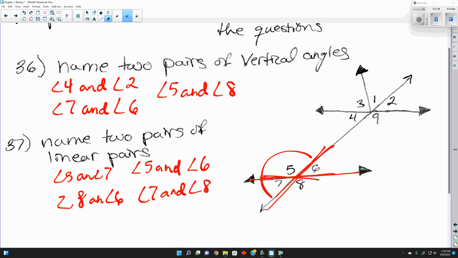4 and 9 would work. 4 and 3 would not because they don't make a straight line. 2 and 9 would work. 4 and 9 would work. 2 angles that make a straight line. That's it. If they make a straight line and it is 2 angles, that's all it is. 2 angles, straight line. Any other questions on these 2 here?